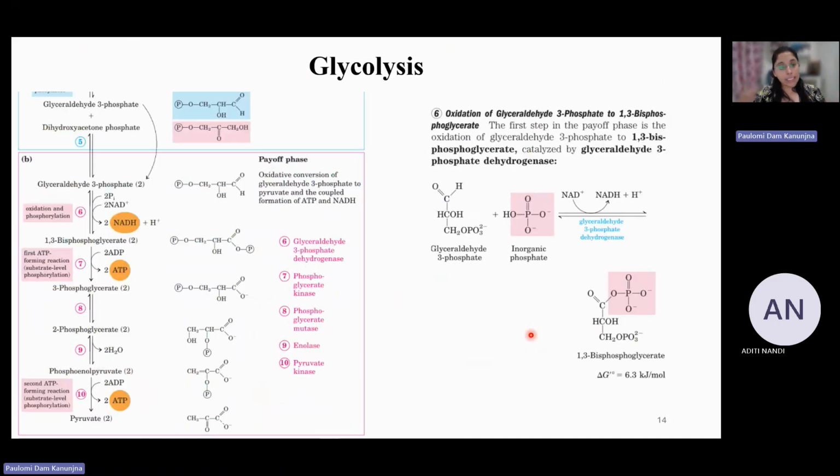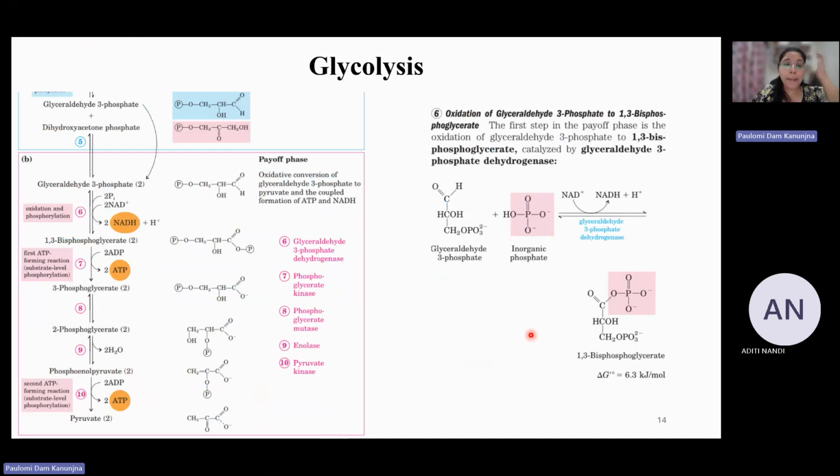So let's move on. We have already covered the first phase of glycolysis and we have looked into the several steps that are involved. Let's move on and look into the second phase, which is the payoff phase. Now, what is the payoff phase? You have prepared your glucose to form glyceraldehyde 3-phosphate, which is finally giving you the ATP. Now, how do we reach pyruvate?